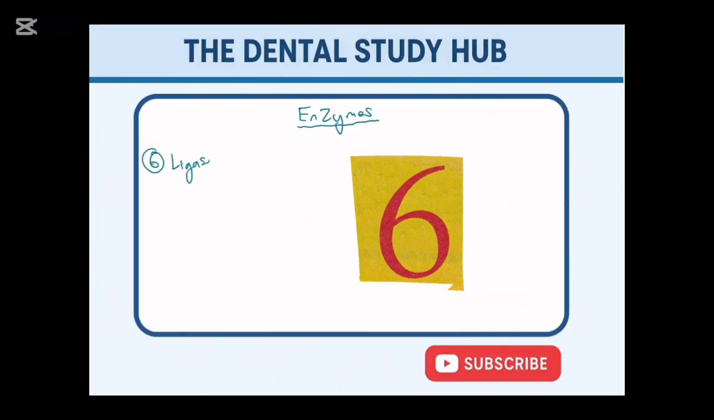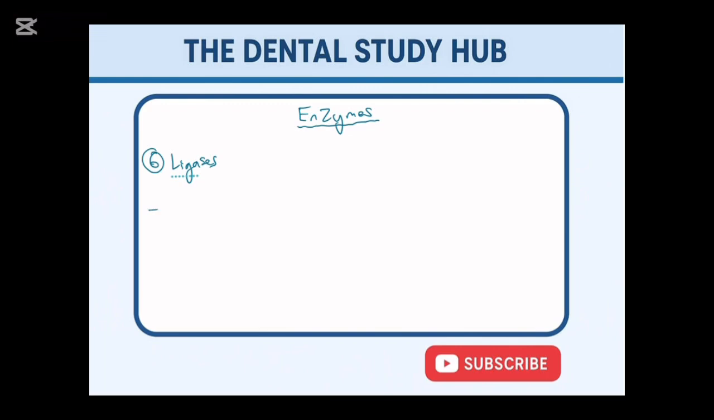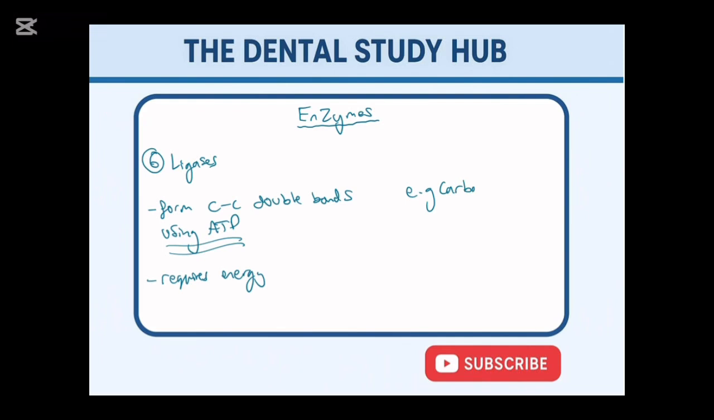This is the last and final enzyme on my list. This is going to be ligases, and essentially this is the opposite of what we saw with lyases. Now, ligases are responsible for forming CC bonds using ATP, which means it does require energy. That is a key point to remember here. An example of this one would be a carboxylase enzyme.